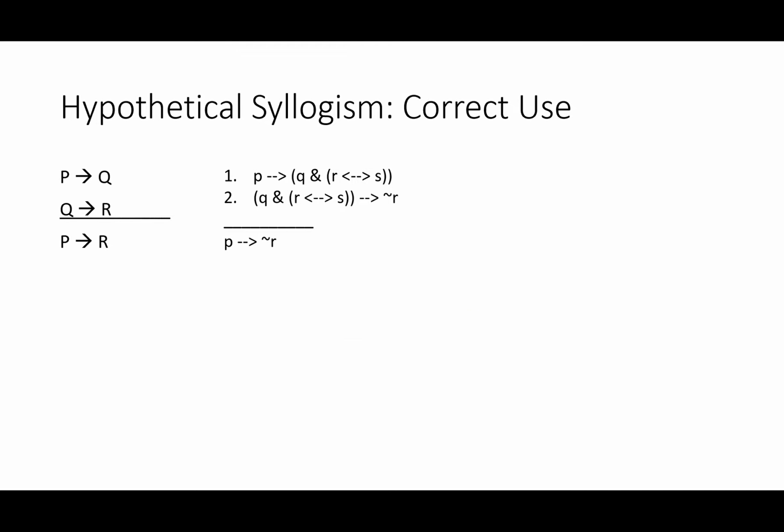Let's see how you might be able to use it. You can use hypothetical syllogism to skip past some pretty nasty looking things, like this whole mess. Q and R if and only if S. Let's try the argument. P, therefore, Q and R if and only if S. Q and R if and only if S, then not R. Therefore, if P, then not R. Well, hypothetical syllogism lets you skip that whole messy business.